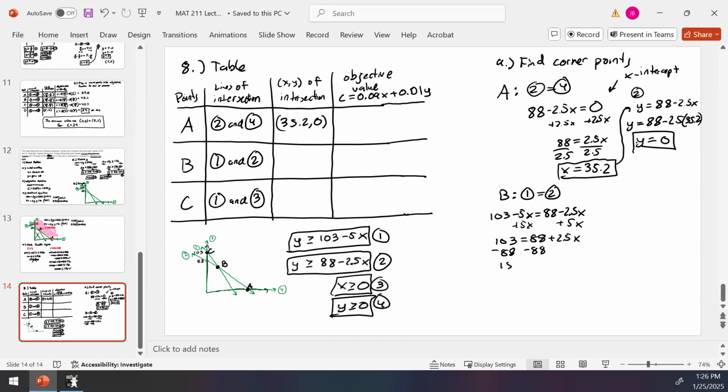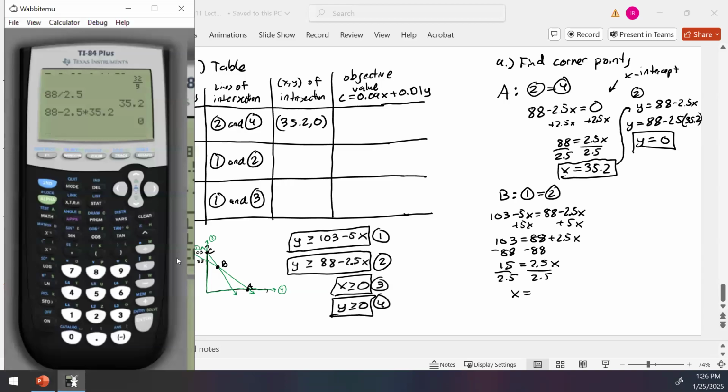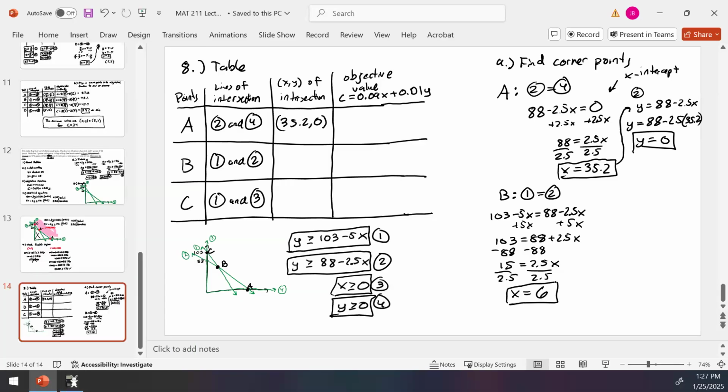15 equals 2.5x. Yep. And then divide over the 2.5. And so x is equal to, and I believe it's going to be 6, but let's just double check. 15 divided by 2.5. Yep, it's 6. And then if I plug that into either equation, so let's plug that into equation number 1. Y is equal to 103 minus 5x. I just chose that one because it's 5 instead of 2.5. It's a nicer number to me. So then I get 30.